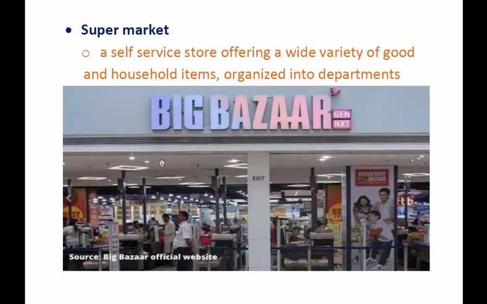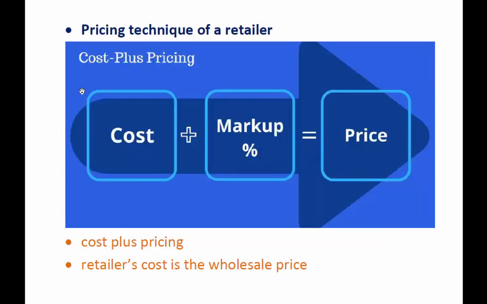Okay, so pricing. How does a retailer or a retail market set the price of an item or goods? This is cost plus pricing. The cost is the retailer's cost, or the wholesale price, the price that he gets from the wholesaler. A retailer will always make a profit, so he has to add something. That is what we call markup.